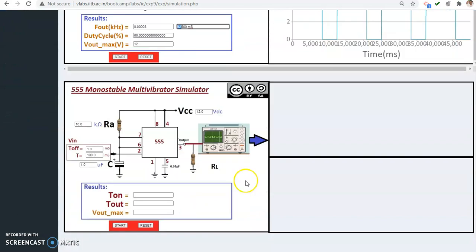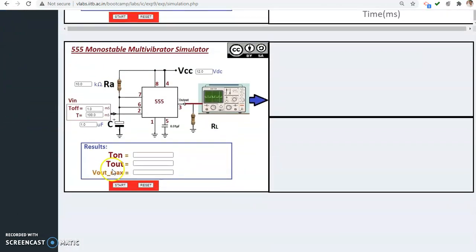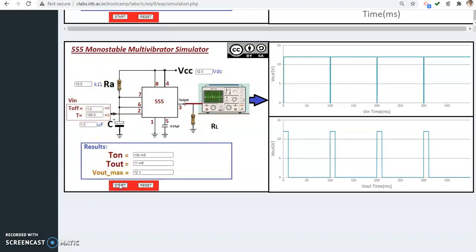Next we will go ahead with the monostable multivibrator. Here is the formula: 1.1 multiplied by RA multiplied by C, that is the monostable. Based on that, it decides your on time. So your on time is decided only by that. What is the output? Let us see. 10 and then 1. Run the program.